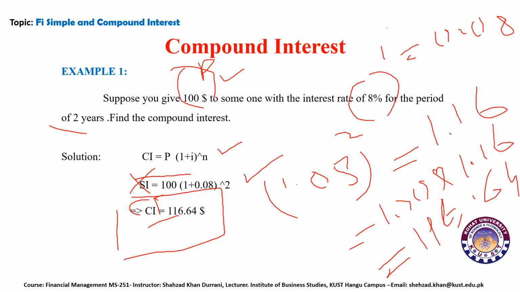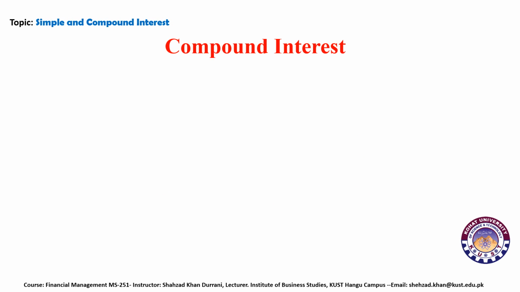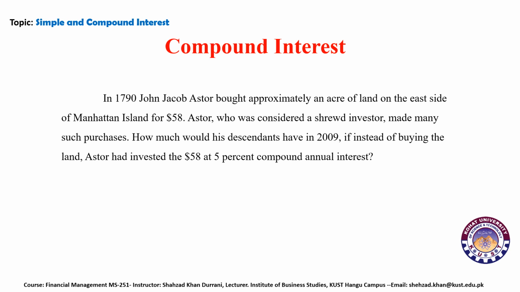Now we will try to make this problem a bit more complicated. So let's see. Example 2. In the year 1790, Jacob Astor bought approximately an acre of land on the east side of Manhattan Island for $58, right? It was the year 1790. Astor, who was considered a shrewd investor, made many such purchases. So Astor is a really good investor. How much would his descendants have in 2009 if instead of buying the land, Astor had invested the $58 at 5% compound interest annually?